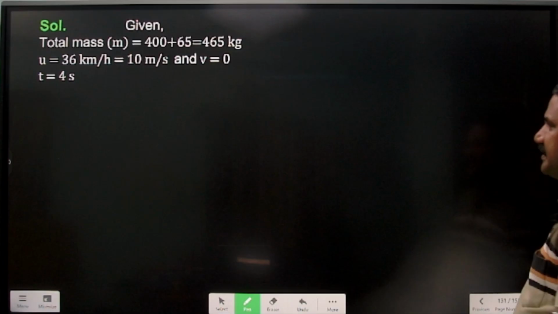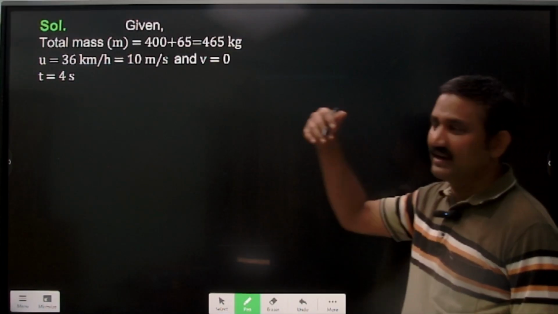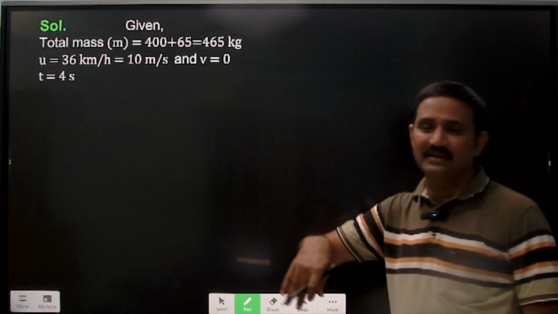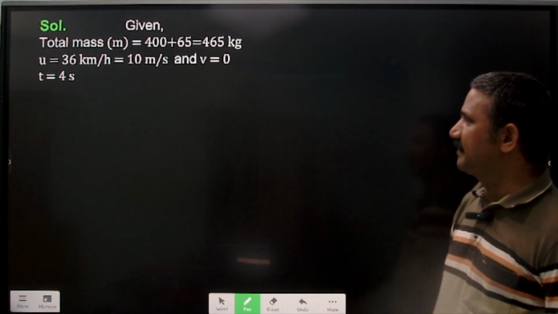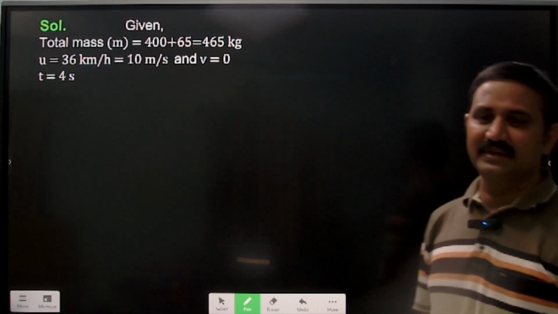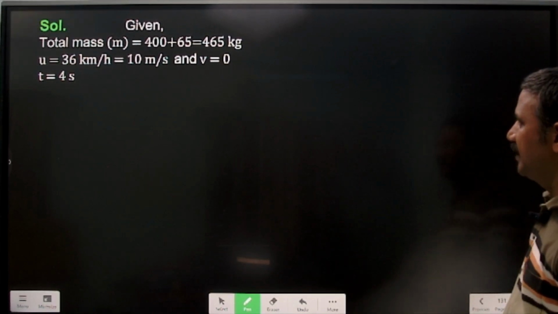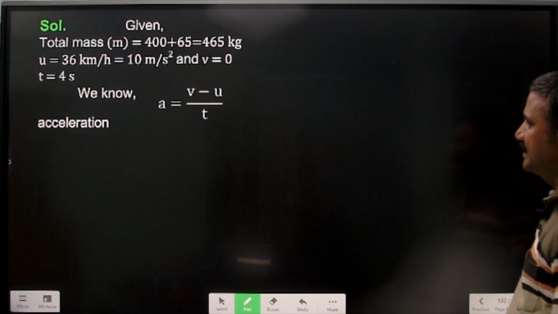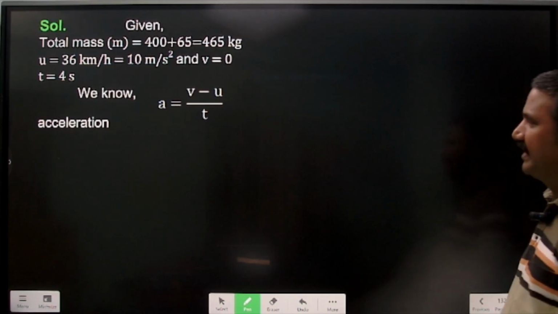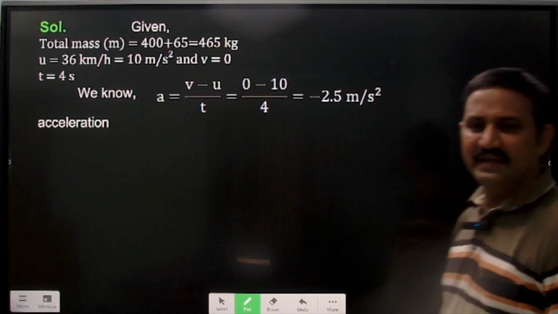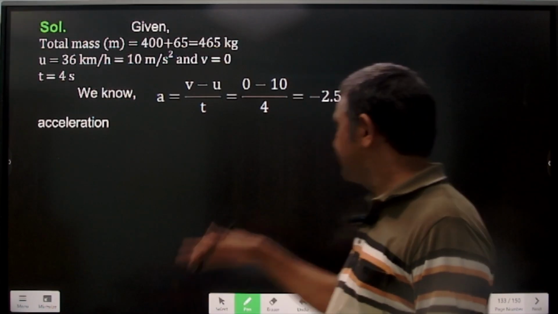So this question, first identify what is the mass. Total mass is how much? 400 plus 65, 465. Initial velocity is how much? 36 km per hour is nothing but 10 meter per second. So final velocity is 0. Then t is equal to 4 seconds. Acceleration A is equal to v minus u divided by t. So acceleration is equal to minus 2.5 meter per second square.